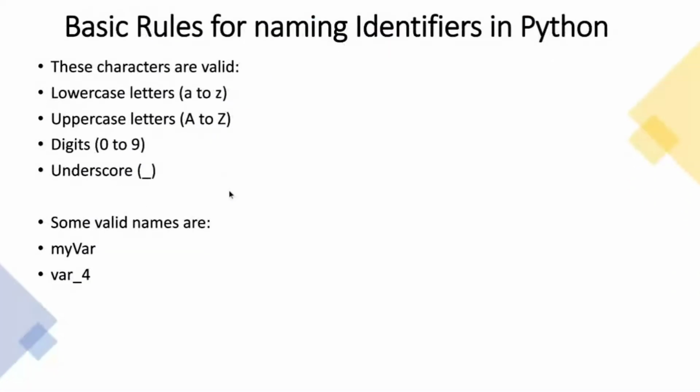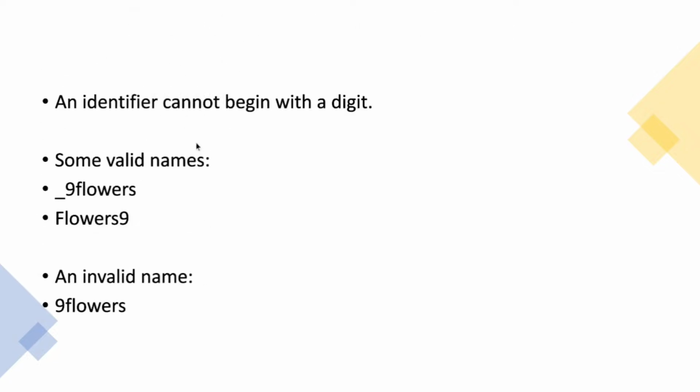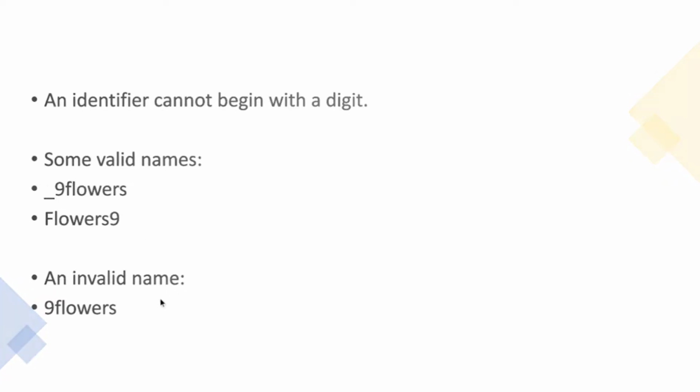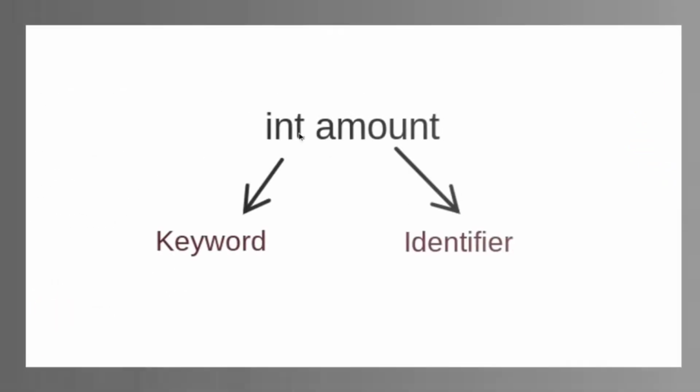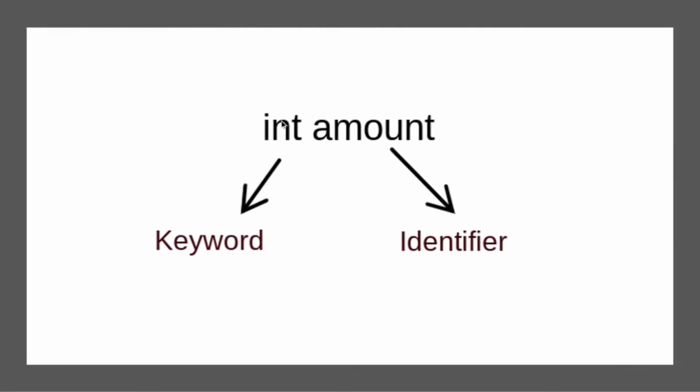Okay, so these are the basic rules of naming an identifier in Python. Note it down: lowercase letter, uppercase letter, digit, underscore, like this. And an identifier cannot begin with a digit. So these are some valid names, and these are invalid names. Note it down. Okay, so int amount. Here int is a keyword and amount is an identifier.